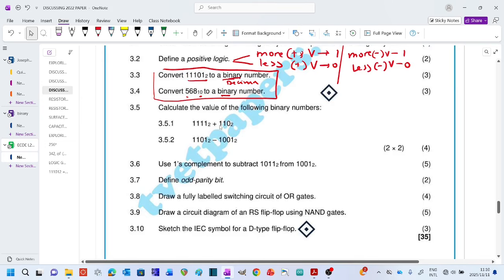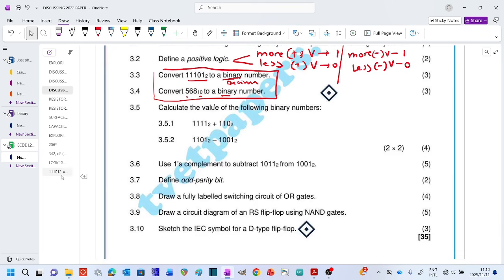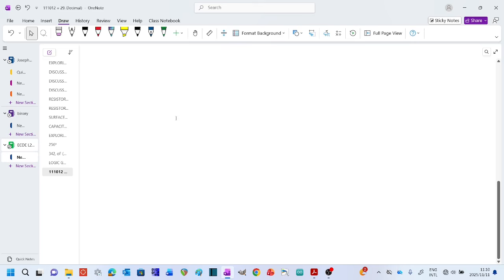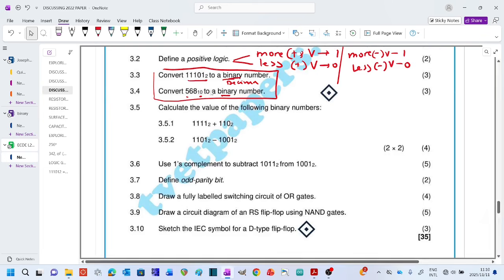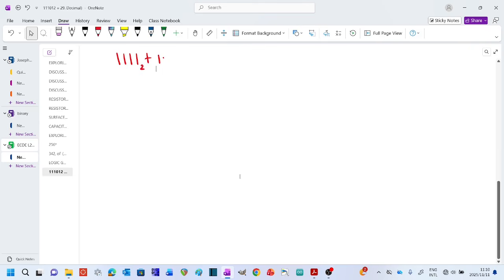1111 plus 100. So that's what I'm gonna do. 1111 plus, this is base 2, 110, yes, 110, base 2 also. So we want to write it like this.